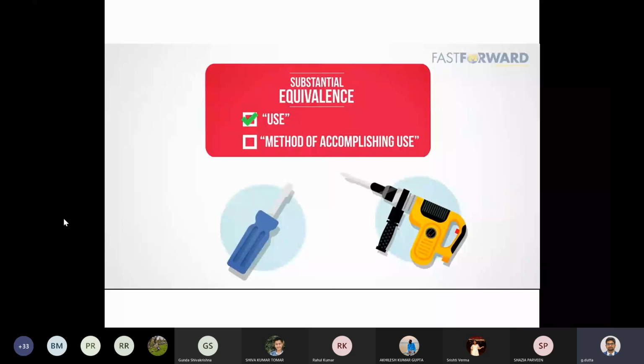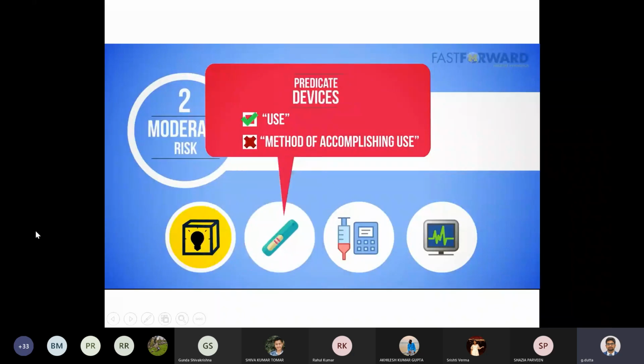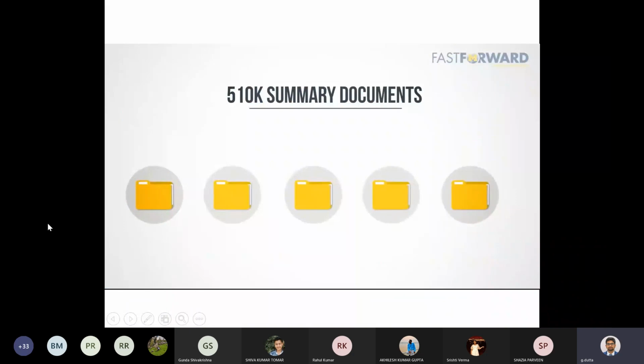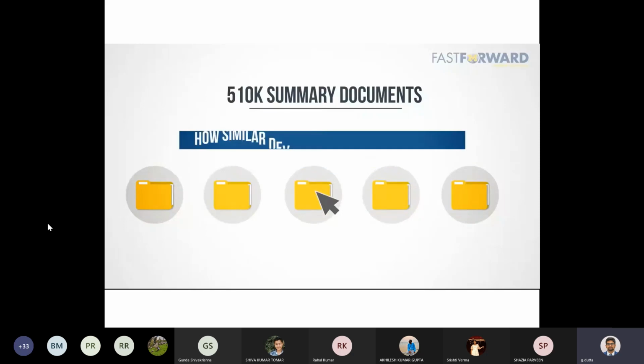Comparative products in both of these criteria are called predicate devices. When you've identified predicate devices, there are 510(k) summary documents publicly available through the FDA website. You can use these to see how similar devices gain 510(k) clearance to aid in developing your testing plan.